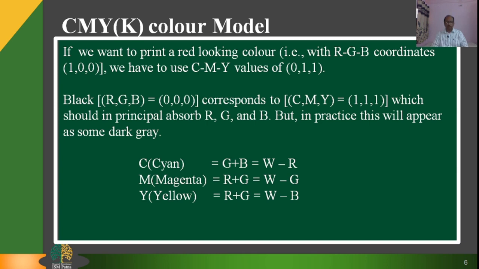In the bottom part of the slide, you see cyan equal to green plus blue equal to white minus red. Whenever red is subtracted from white, that becomes cyan, leaving green plus blue. Likewise, when green is subtracted from white, leaving red and blue, that becomes magenta. Similarly, if blue is subtracted from white, leaving red and green, that appears as yellow. So, this is the way of the CMYK color model.